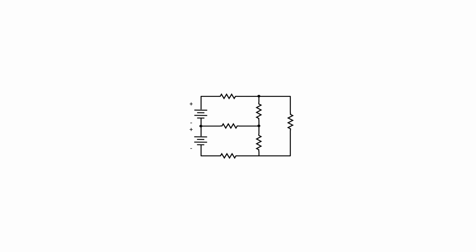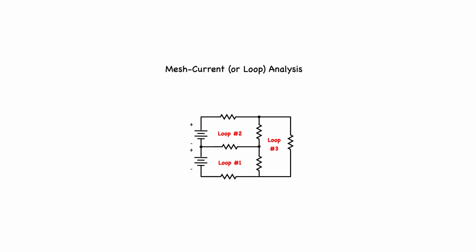In this case, this example has 3 loops, and we're going to call them loop number 1, loop number 2, and loop number 3. It goes without saying that there is going to be current flowing in this circuit because of the voltage supplies and the batteries that are present in the circuit. To start, we consider currents flowing in each of the loops.